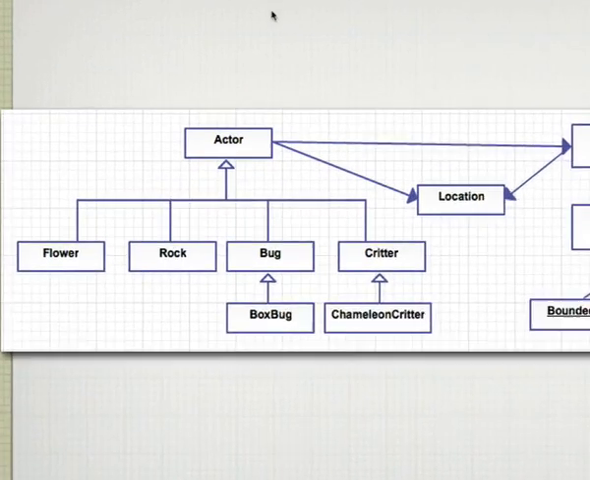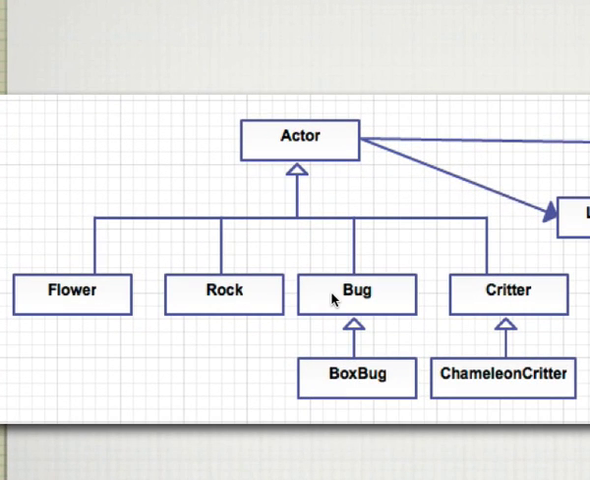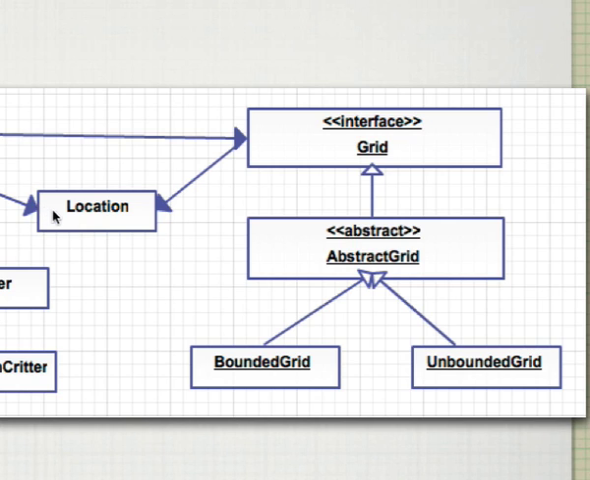Most of these things that we're talking about, flowers, rocks, and bugs, have a lot in common, so they're a subclass of a more generic Actor. Actors are designed to live in some sort of world, like ActorWorld, and usually that's on a bounded grid or perhaps even an unbounded grid, which are implementations of a more abstract grid, which itself uses the Grid interface. We're going to get the instance of an actor's grid so we can use some of these grid methods.